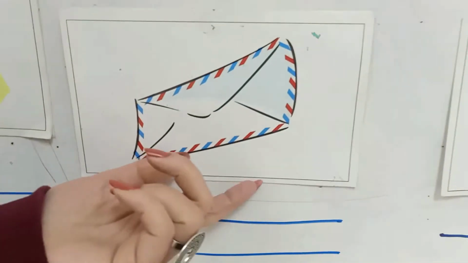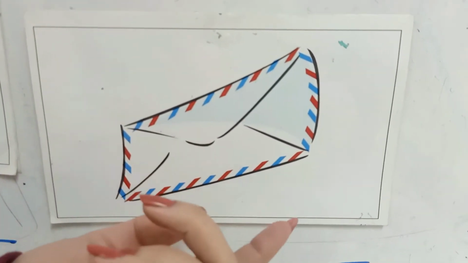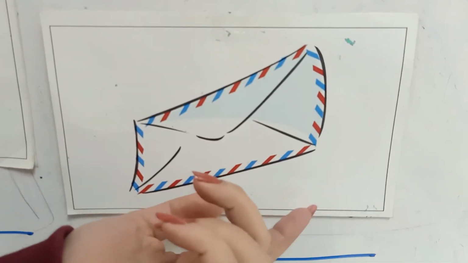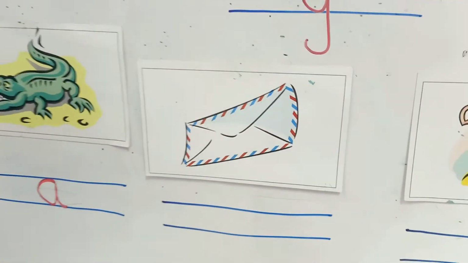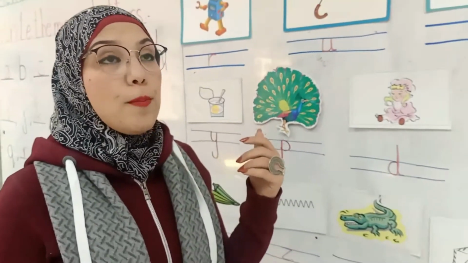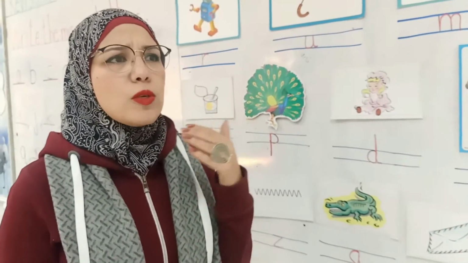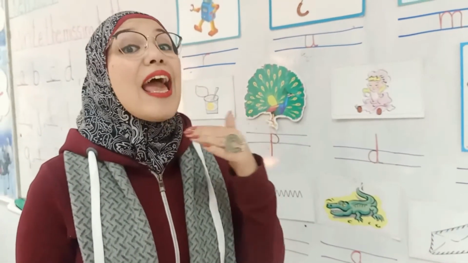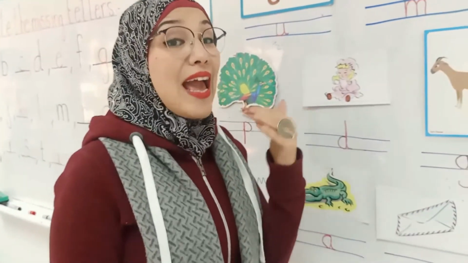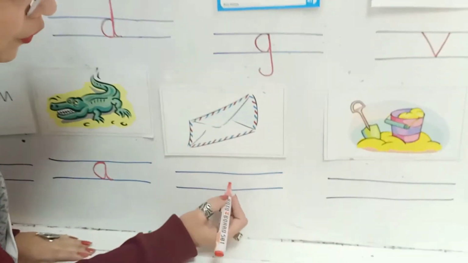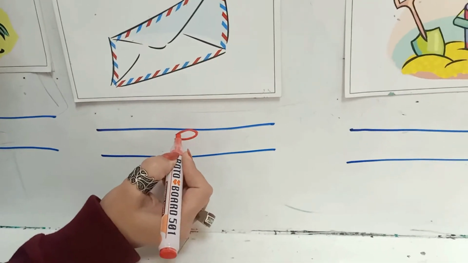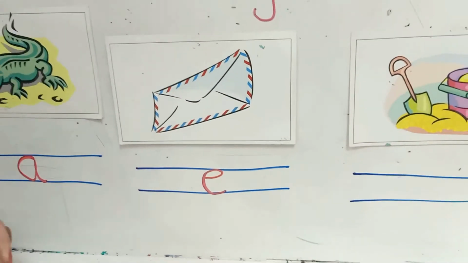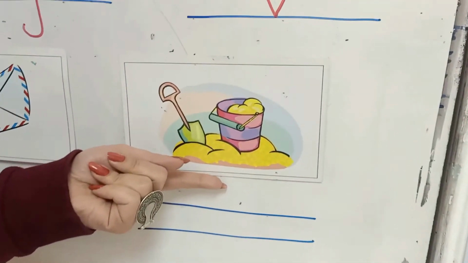And now, what is this? Can you tell me, KG1? Super! Envelope. Envelope starts with letter E. E is for envelope.